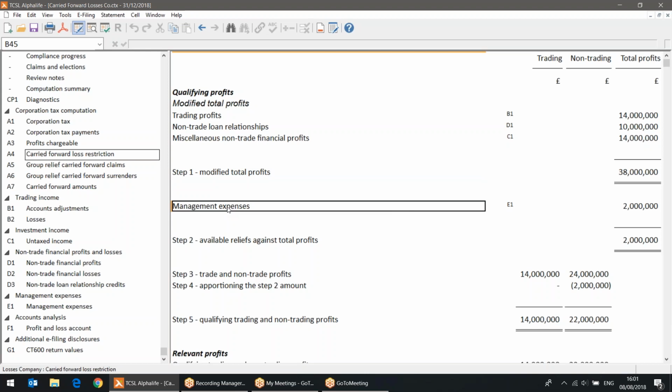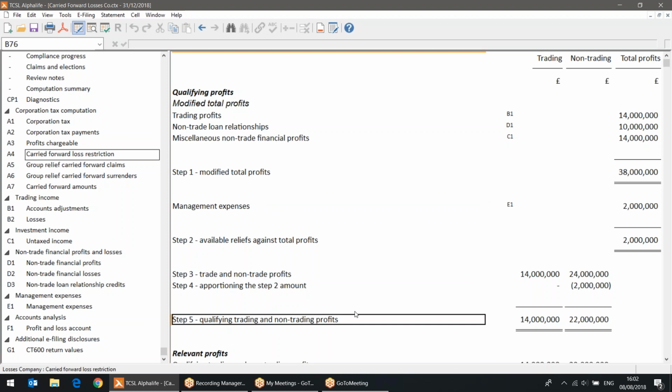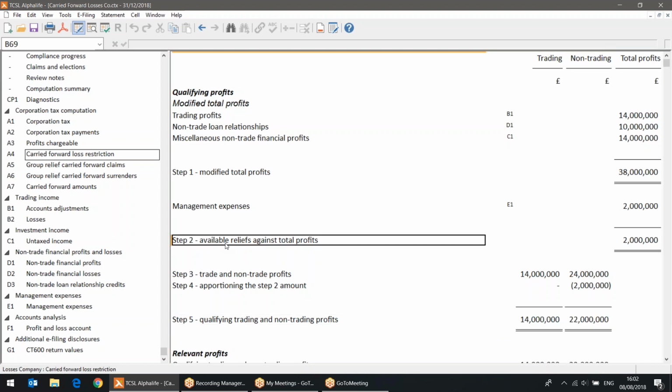These modifications include, for example, excluding company distributions, ring-fence profits, and brought forward losses. Any deductions available are then drawn up following similar rules. The modified profits are then split into trading and non-trading streams in accordance with the nature of the income, and the deductions are then also split in the manner that the company chooses. The result of these 5 steps produces qualifying trading profits and qualifying non-trading profits in step 5. Should the deductions available at step 2 exceed modified total profits at step 1, the result at step 5 is limited to nil.